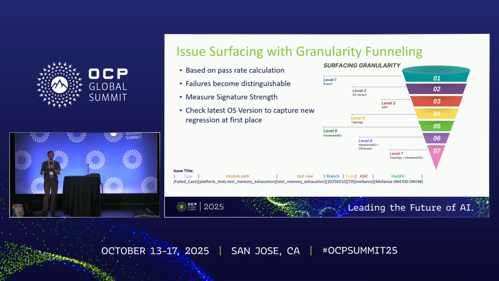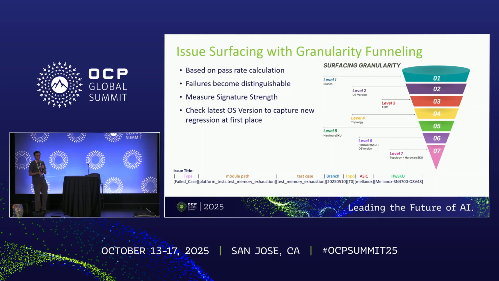So based on the pass rate of a test case across the nightly runs on that night, or 2 nights or 3 nights we're looking at, did the test pass for some threshold percentage on all images on that branch? If not, did it pass on that OS version? If not, did it pass on that ASIC? If not, did it pass on that topology? But it's basically to characterize where the test is failing.